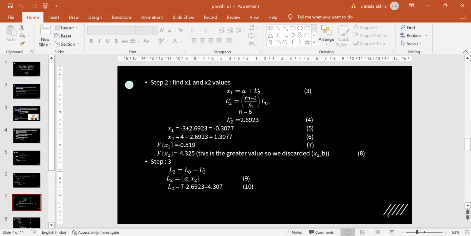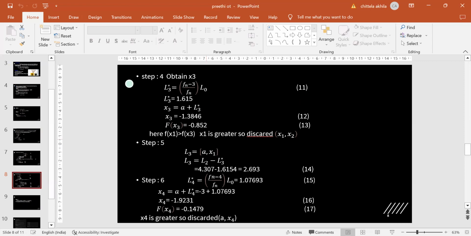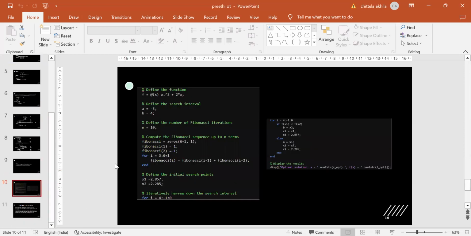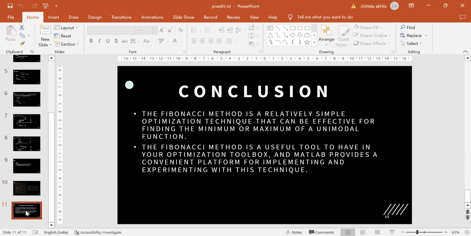Okay, and then step 3, we are finding the new length, and then the x2 value with respect to function values f of x1, f of x2. Here f of x1 is greater than f of x3, so we have to discard x1. So like that we are finding f of x4, f of x5. Similarly we continue, and this is my code using MATLAB, and this is the conclusion of the Fibonacci method.